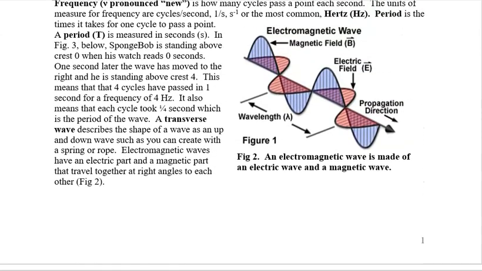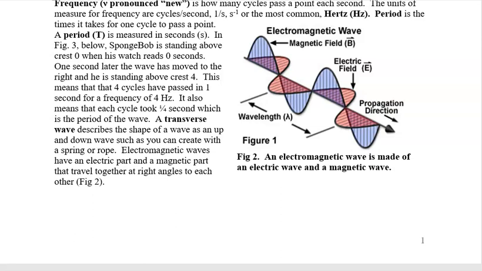So it says in figure 3 below, SpongeBob is standing above crest 0 when his watch reads 0 seconds. 1 second later, the wave has moved to his right, to your right actually, and he is standing above crest 4. This means that 4 cycles have passed in 1 second for a frequency of 4 hertz. It also means that each cycle took 1/4 of a second, which is the period of the wave.